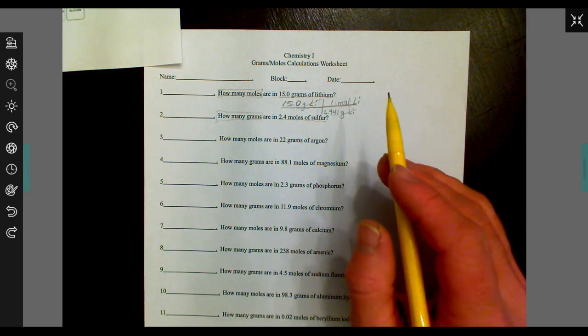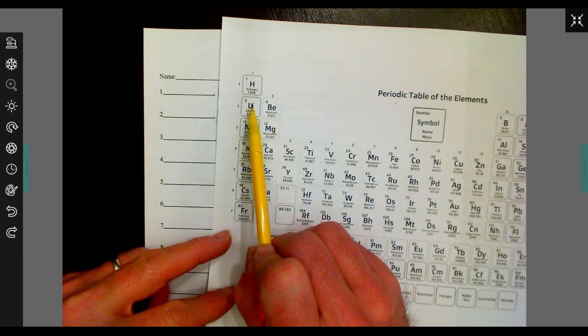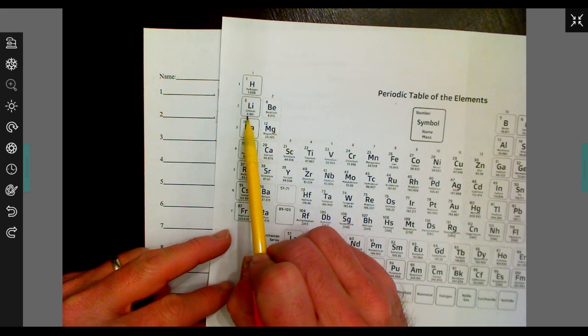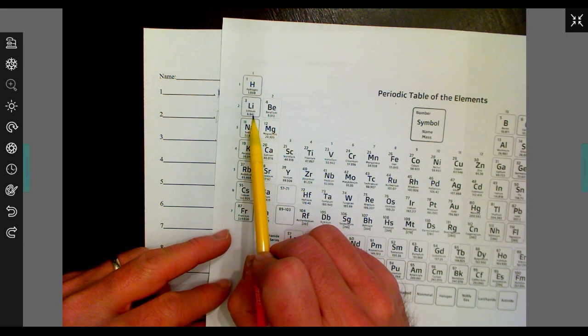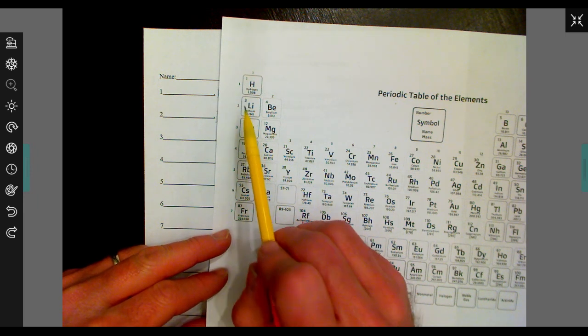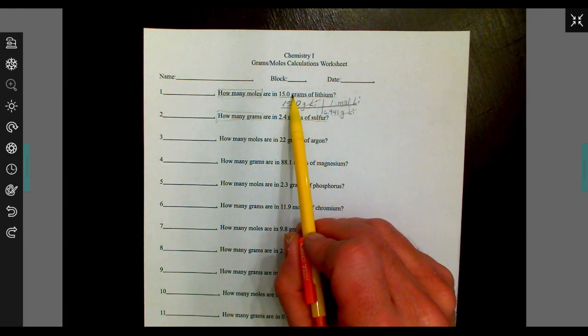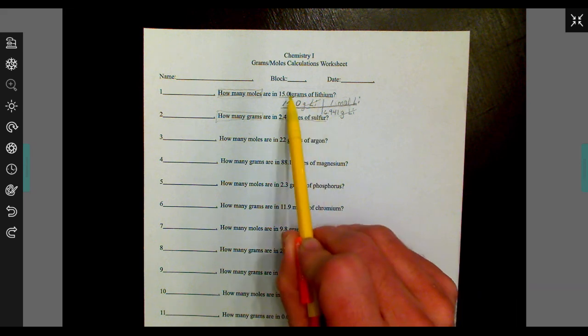So on the periodic table, since everything is per mole, we know that in 1 mole of lithium, there are 6.941 grams, basically 7 grams. Let's just say 7. So in 1 mole of lithium, there's 7 grams. The question wants to know, not in 7 grams, but in 15 grams, how many moles do we have?